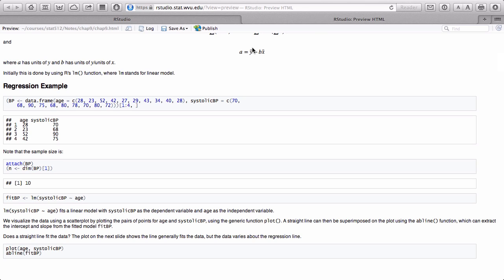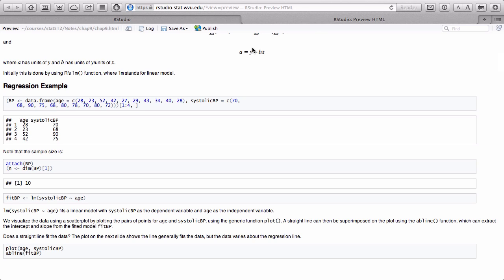lm stands for linear model. In this case, it's a very simple model. Systolic blood pressure tilde age, and that just means that systolic blood pressure is modeled as a function of age, in this case a linear function. And so systolic blood pressure, again, goes by dependent variable, outcome variable, with various names.